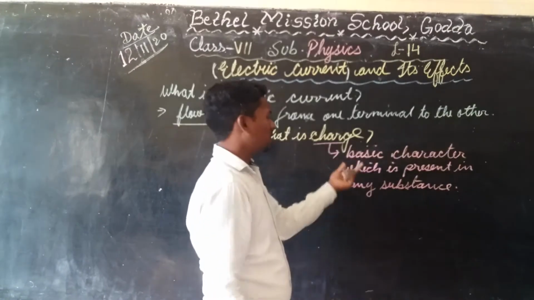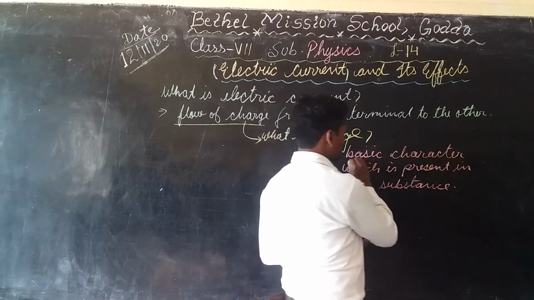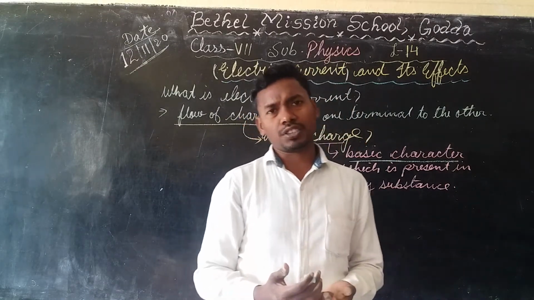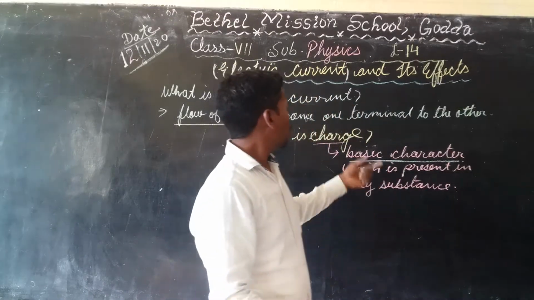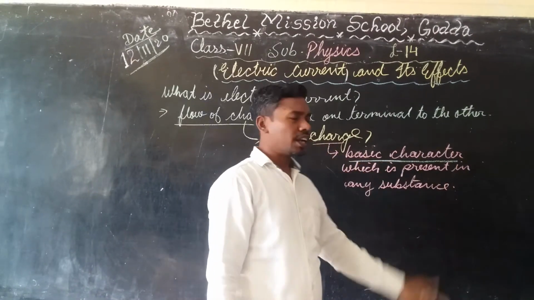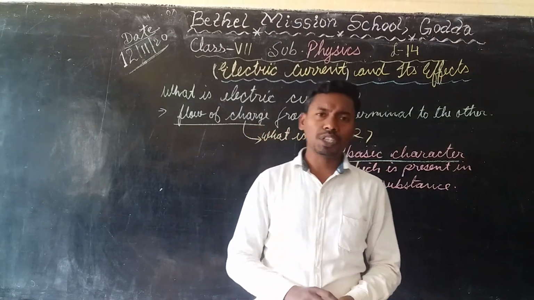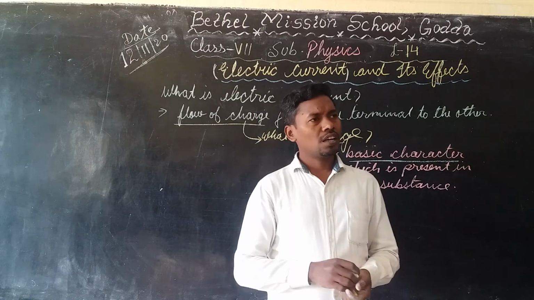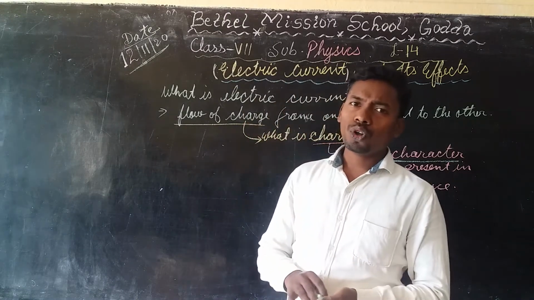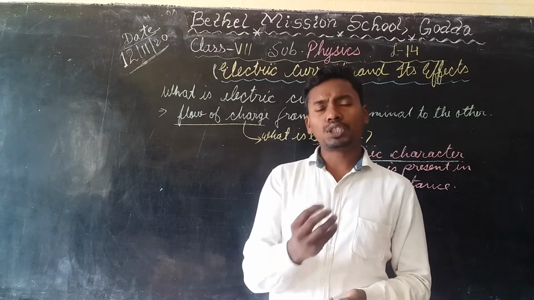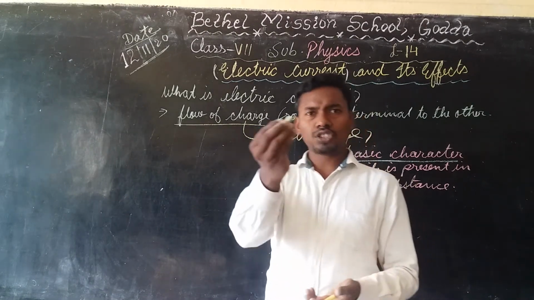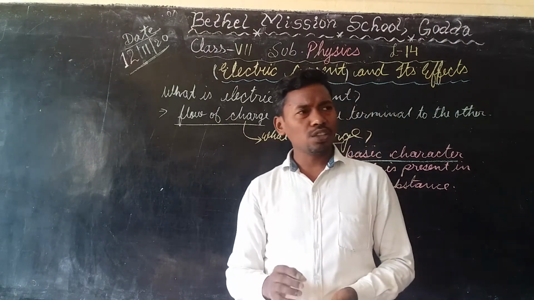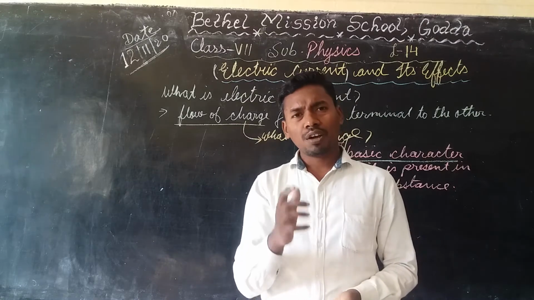And when we talk of a basic character, what type of basic character is this? A substance can have many characters, and of the many characters, this charge is also one of the characteristics present in a substance. If you want to understand it in detail, then we need to go to the smallest particle. If this is a chalk, it is a substance, but when I touch it, I don't feel any charge.